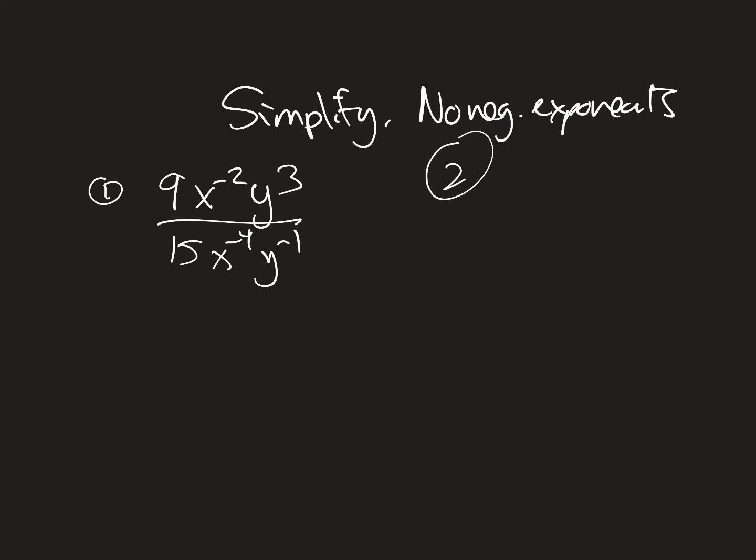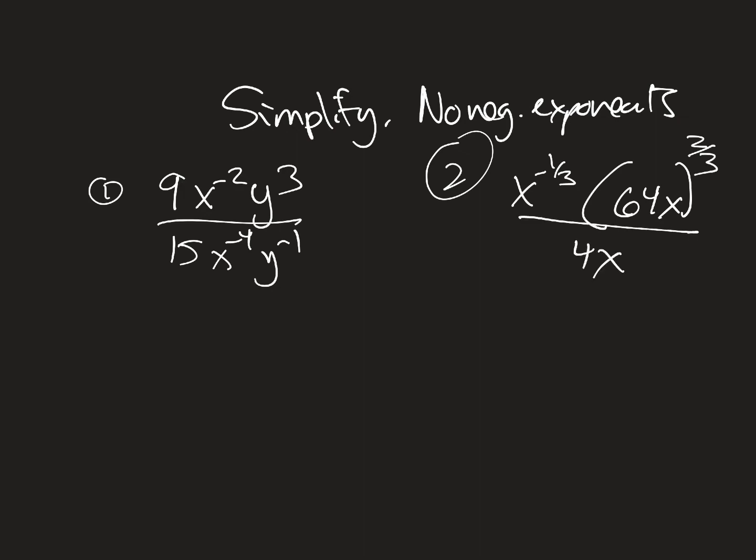let's see, what do I want to do for the second problem? Let's do something like this. x to the -1/3 times 64x to the 2/3 over 4x. Okay, sorry about that. All right, so now see if you can do that, and then I'll go over them.